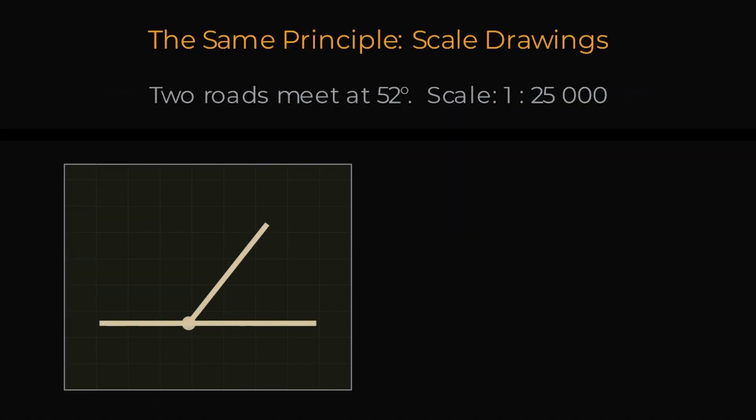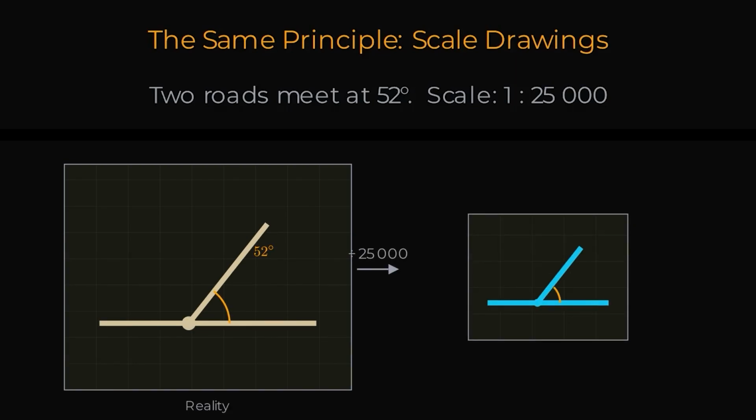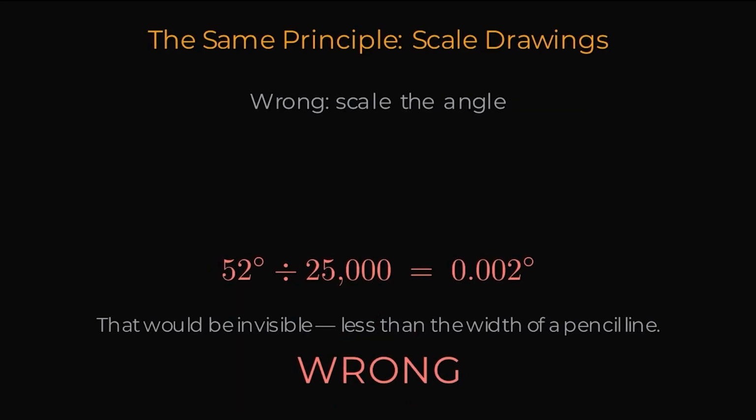Two roads meet at a 52-degree junction. A cartographer produces a map at 1 to 25,000. Every road is 25,000 times shorter. Both roads shrink by the same factor. The scale is identical in every direction. Wrong. 52 degrees divided by 25,000 is 0.002 degrees. Invisible. Same reason as before.